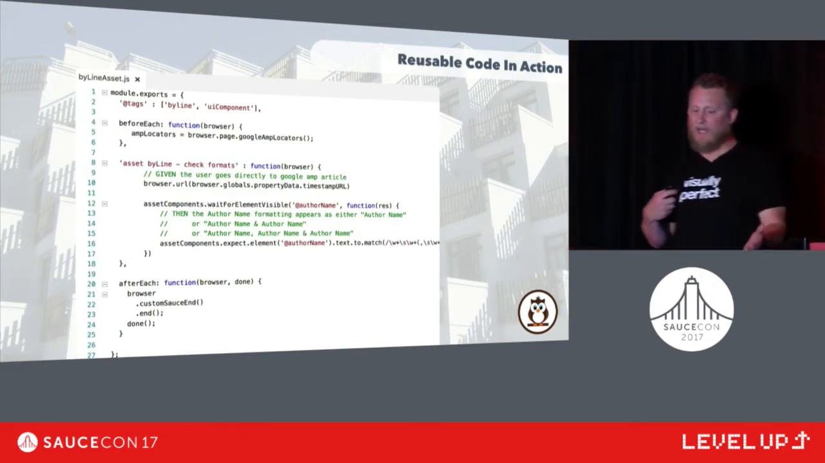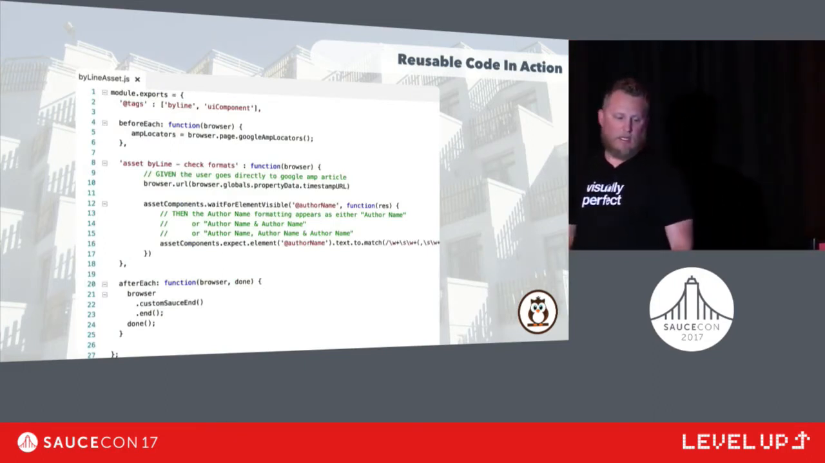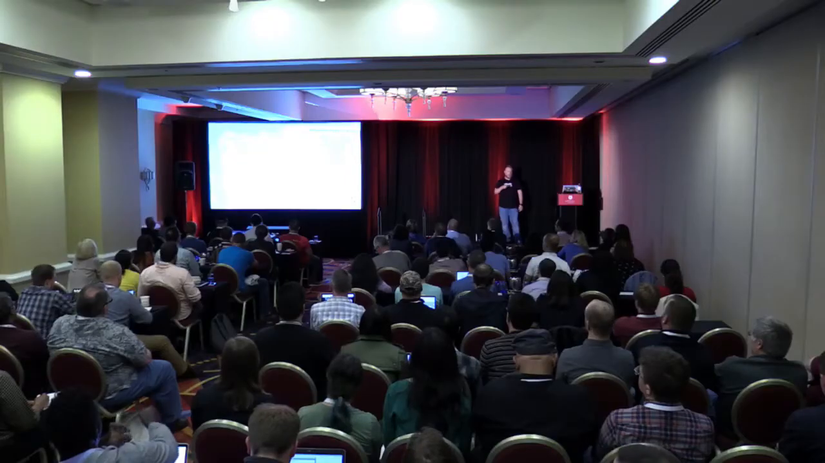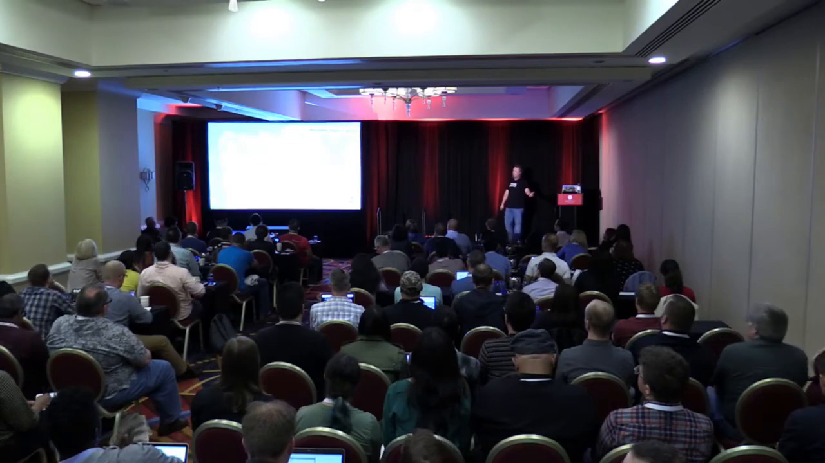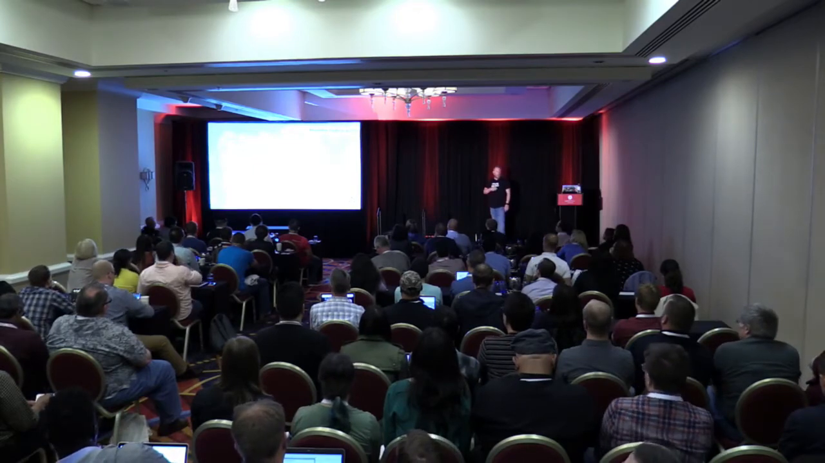To put this in action in a test, starting out here, we're initializing our centralized locators. And then on line 10, this is where we're calling that global test data I was just talking about for a timestamp URL.